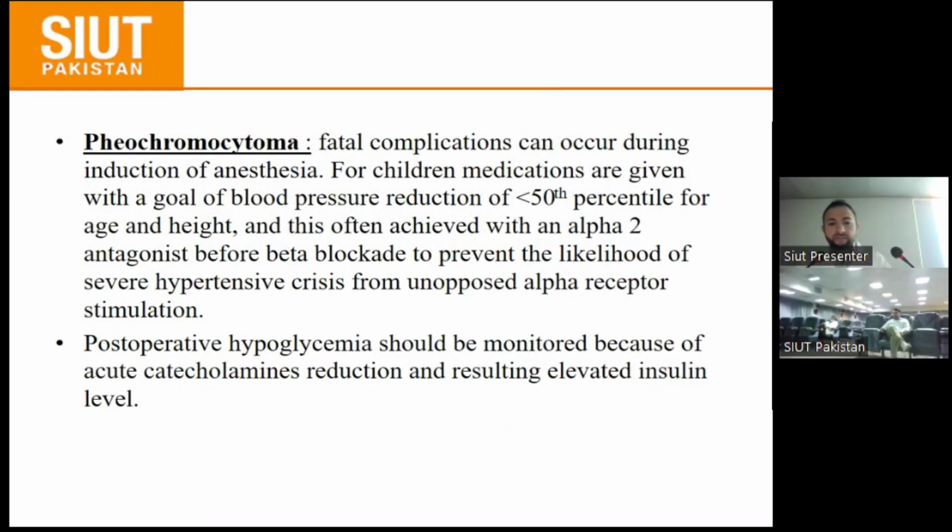In pheochromocytoma patients, a fatal complication can occur during induction of anesthesia. For children, medication can be given with the goal of blood pressure reduction to less than the 50th percentile per age and height. This will be achieved with the administration of an alpha antagonist before beta blockade to prevent the likelihood of severe hypertensive crisis from unopposed alpha receptor stimulation. Post-operative hypoglycemia should be monitored because of the acute catecholamine reduction and resulting elevated insulin level.